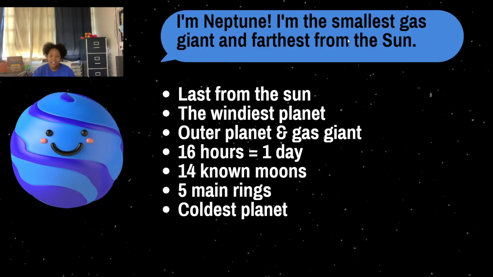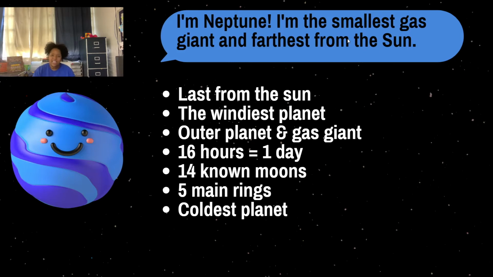And finally, we have good old Neptune. Neptune is actually the smallest gas giant, but it's the farthest from the sun. Neptune is the windiest planet. Like the others, it's an outer planet and a gas giant.